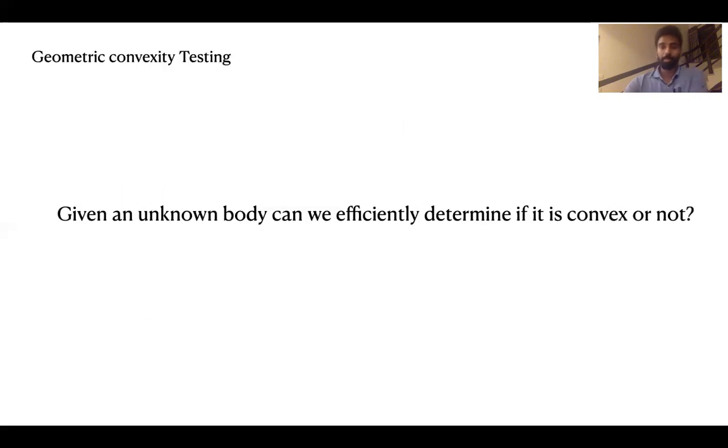Here, in this paper, we deal with the question of geometric convexity testing. Broadly, geometric convexity testing tries to answer the question: given an unknown body, how efficiently can we determine if it is convex or not? The first question that would pop up in your mind would be, what do you mean by giving an unknown body? How can we access it? What is the model you're talking about? So let me first define the model.